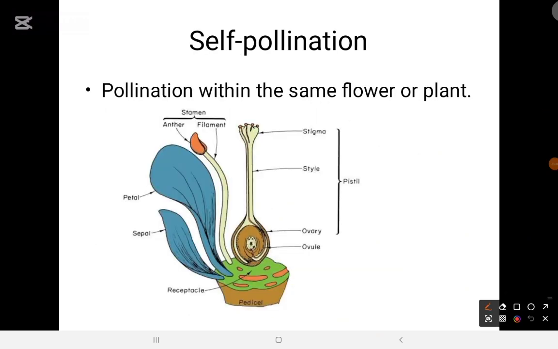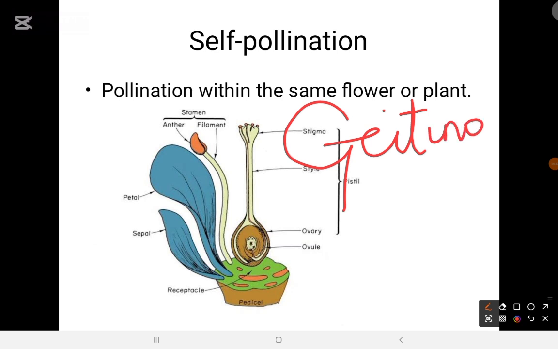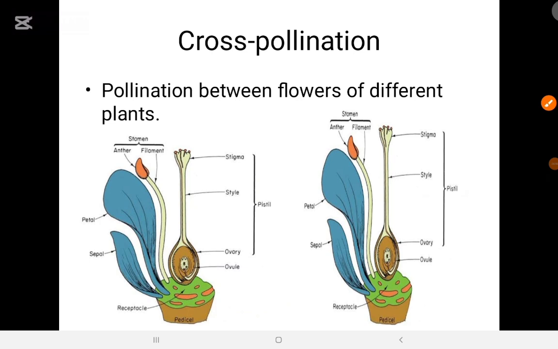Is it gatenogamy or gatenogamy? Yes, gatenogamy. I think I covered it here too, so you're going to see what that means basically, the spelling and how it is pronounced. So we have cross pollination.